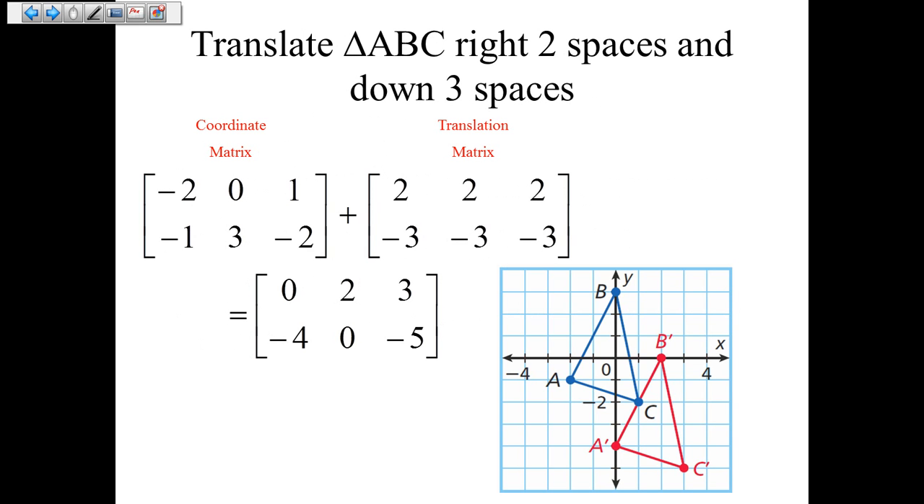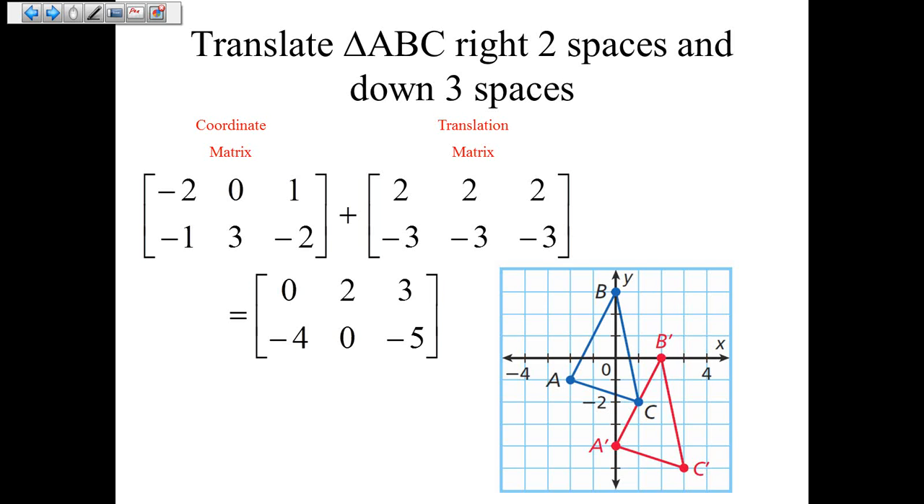So, here's an example of translating the triangle ABC right 2 spaces and down 3 spaces. We fill that coordinate matrix with our points, -2, -1, 0, 3, and 1, -2. And then the translation matrix has 2's all the way across the top because that's going to move it right 2 spaces. The bottom row is the same number all the way across. It's -3 because that's going to move the triangle down 3 spaces. So your translation matrix is the same size as your coordinate matrix, in this case 2 by 3, and the top row is filled with the same number. The bottom row is filled with the same number.